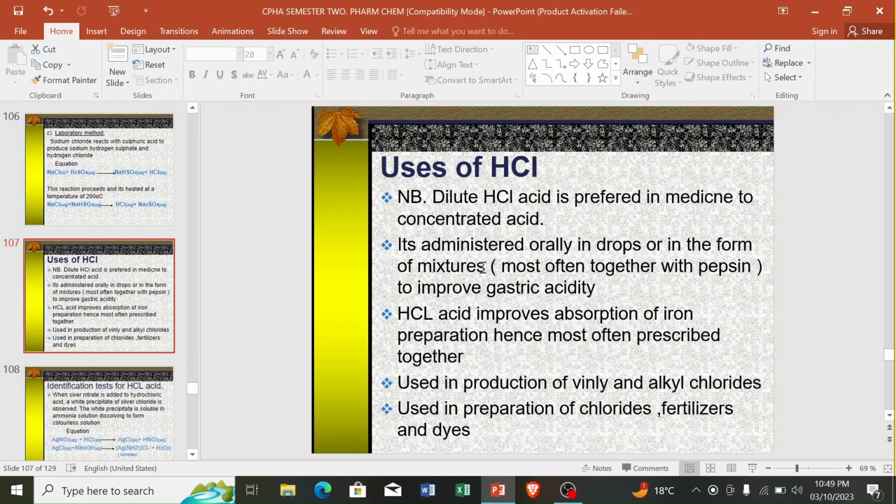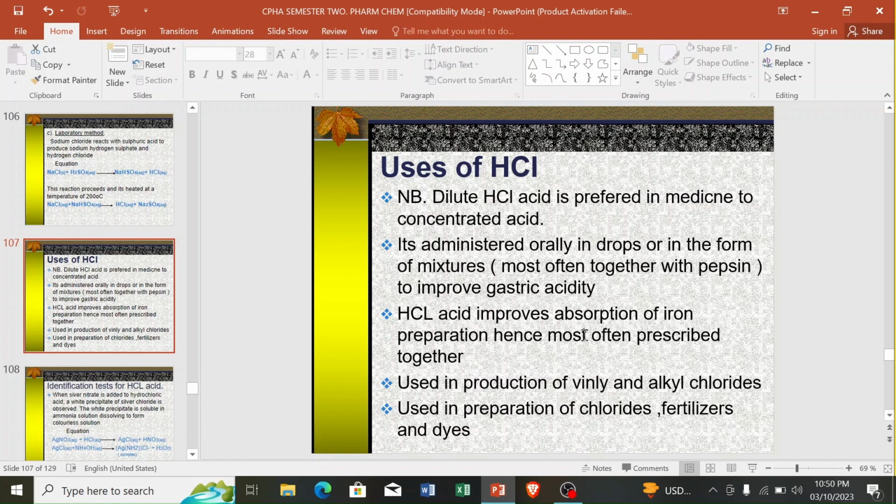We all know that in the GIT we have the stomach, which is responsible for digesting proteins, and the enzyme present for digestion of proteins is pepsin. In the stomach, we have an acidic medium, and that acidic medium is as a result of our hydrochloric acid. So when there is maybe indigestion of proteins, the proteins are not digested well, we find that we have to give our patients this dilute hydrochloric acid in drops, or in the form of a mixture. We mix it with pepsin so that we improve the gastric acidity in the stomach.